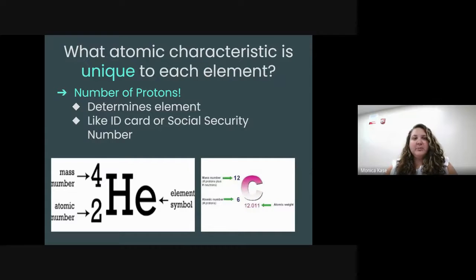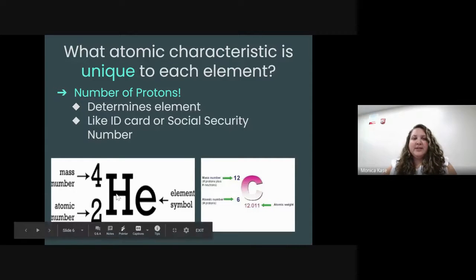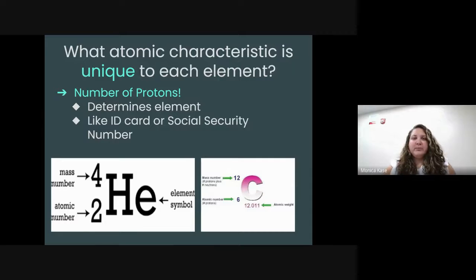So if you take a look at the bottom left-hand picture there, we've got the mass number of 4, and the atomic number on the bottom left there. That number 2 is the number of protons. The atomic number is equal to the number of protons. So anytime you are looking at a number of protons and it's 2, you automatically know it will be helium, which is that element symbol there on the right, which says He.